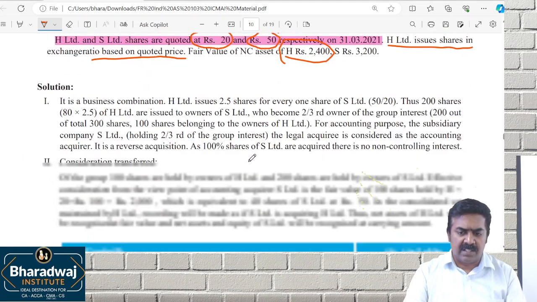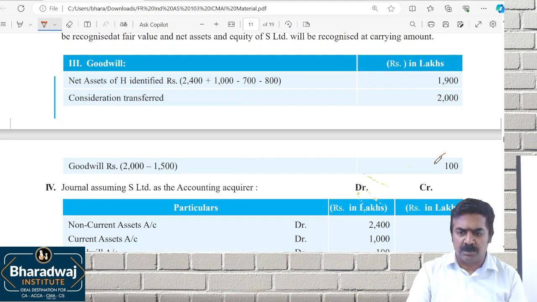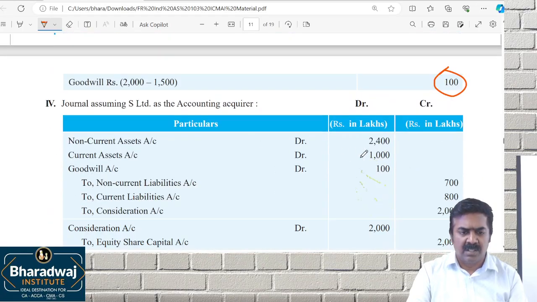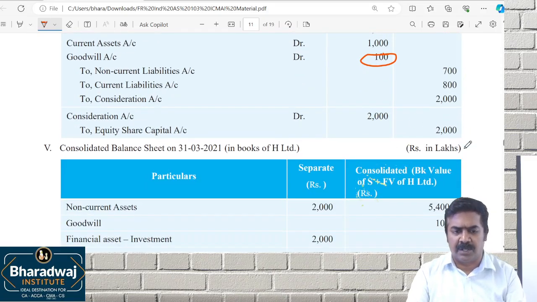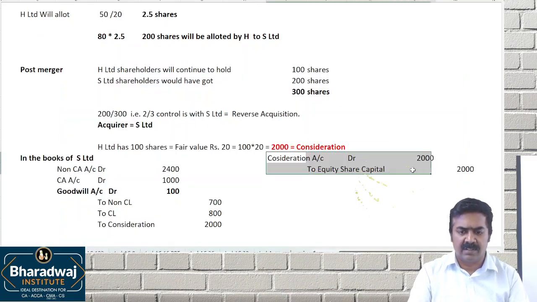That's what they would have given as an answer also. Goodwill would have been 100. They would have passed the entry also: non-current asset, current asset, goodwill as balancing figure, non-current liability, and consideration. Consideration accounted to equity share capital they would have given.